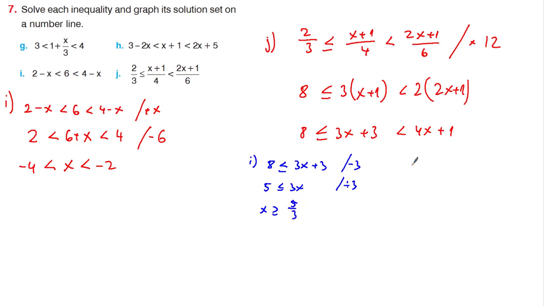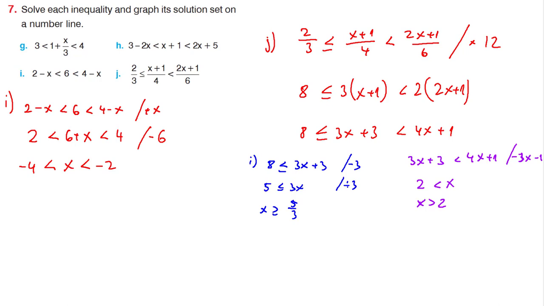For the second part, we get 3x plus 3 is less than 4x plus 1. Subtracting 3x and subtracting 1, we get 2 is less than x, which makes x greater than 2.